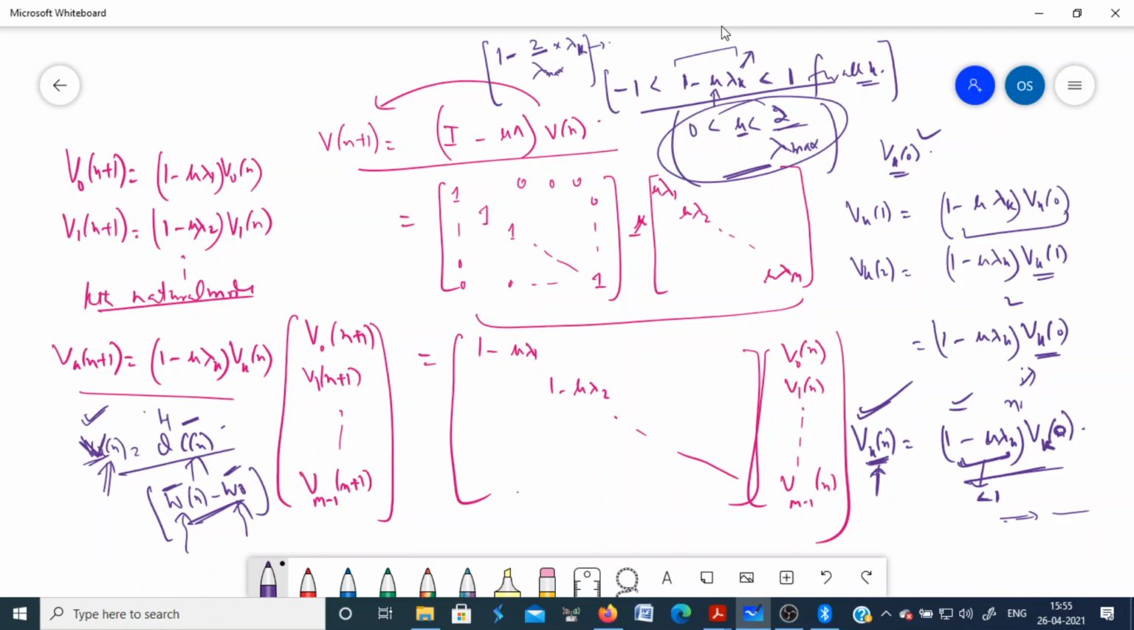So for the stability of this steepest descent method, this is the condition: mu should be between 0 and 2 by lambda max, where lambda max is the maximum eigenvalue of this autocorrelation matrix.